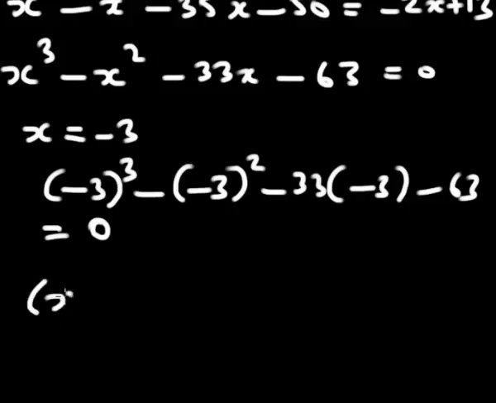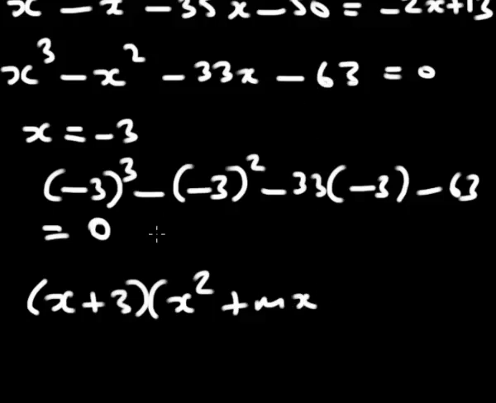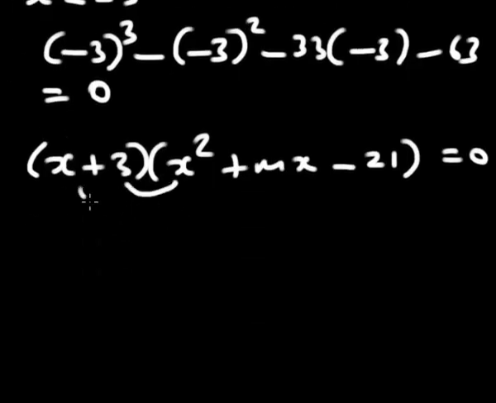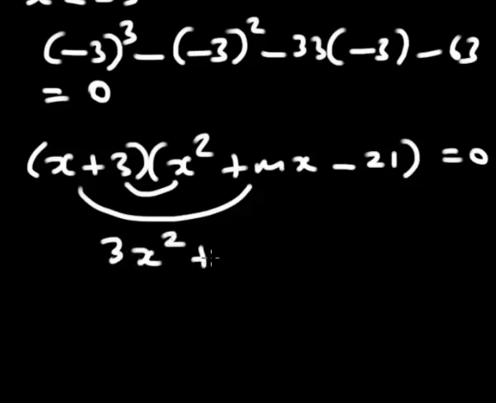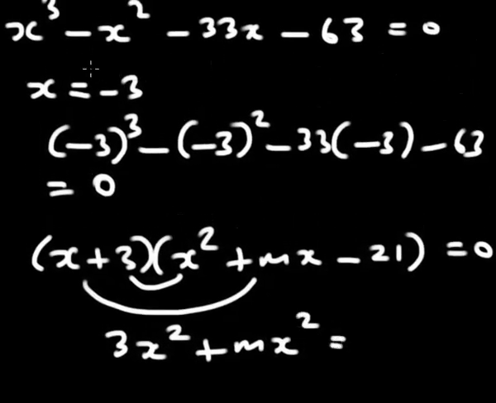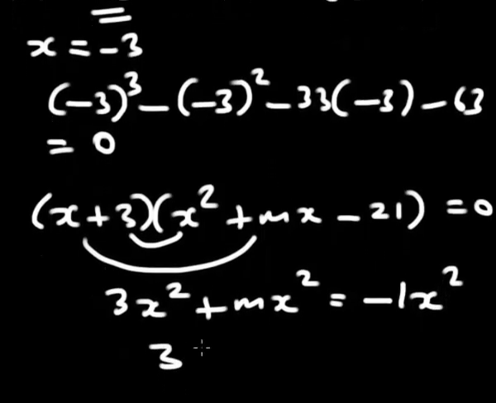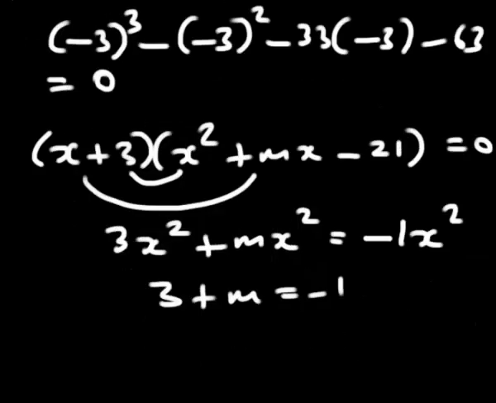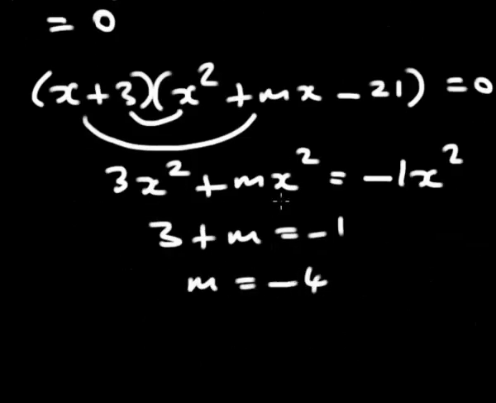So we can say, okay, x plus 3, and then we've got x squared plus mx. Then -63 divided by 3 gives you -21. That sorts out your smiley face method: x cubed, and then -21 times 3 is -63. Now we just have to get the value of m. So I'm going to do the smiley face. It's 3x squared plus mx squared, and the coefficient of the x squared term is -1 in the original. So it's 3 plus m equal to -1, and m is equal to -4 if you bring that across.